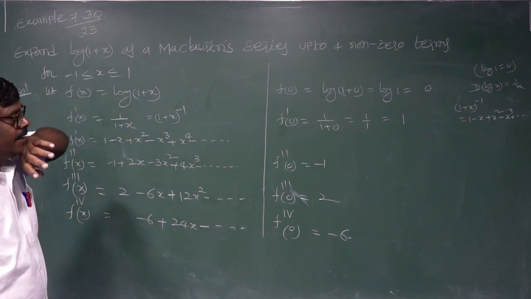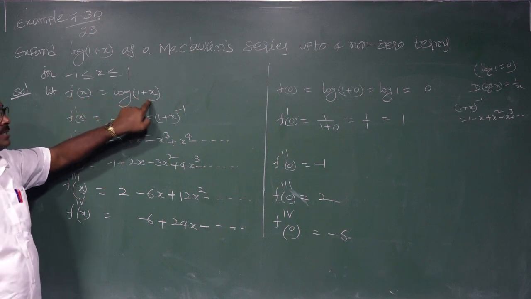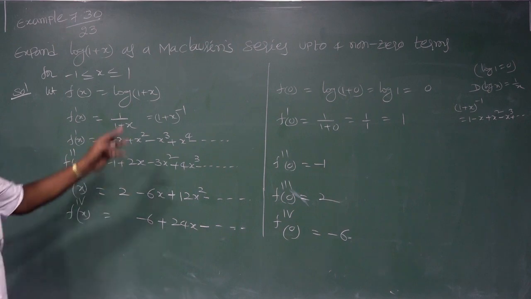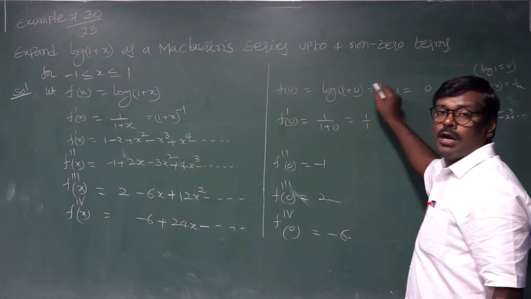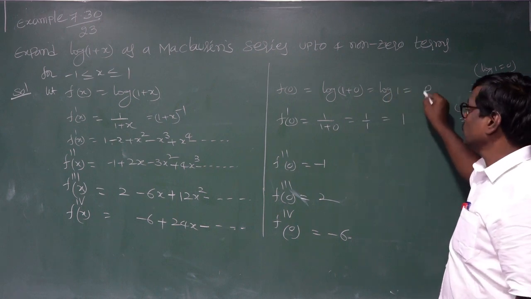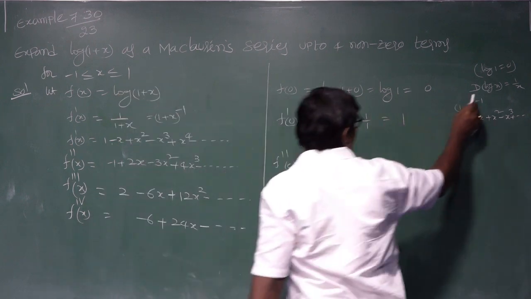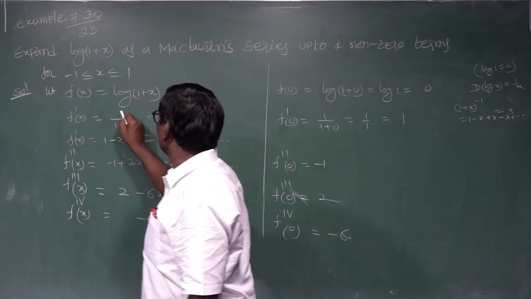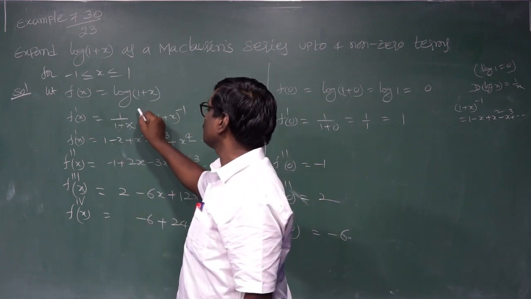One second, this is f of x equals log of 1 plus x. This is a function, let f of x. First x equals 0. f of 0 equals log of 1 plus 0. Log 1 value is 0. Next, again derivative. The derivative of log x equals 1 by x. This is f dash x equals 1 by 1 plus x. Inner derivative 0, this is 1.